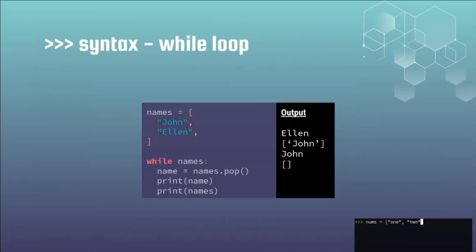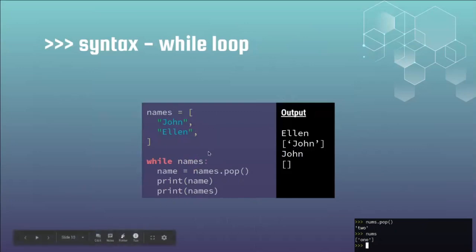1, 2. So nums.pop will give us the last item. It takes the last item, returns it, and then if we look at it, it's no longer there. So what this is going to do is take the last item, pop it out, and set it to this variable name. We print our name, then it shows us the list of names as it currently stands. So it's only got John in it.